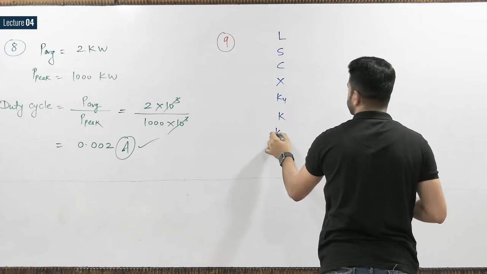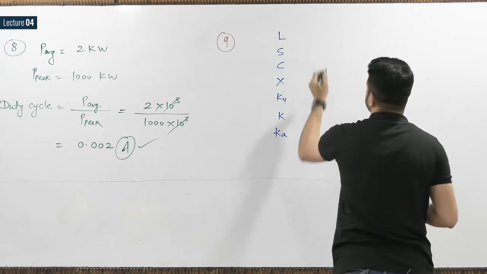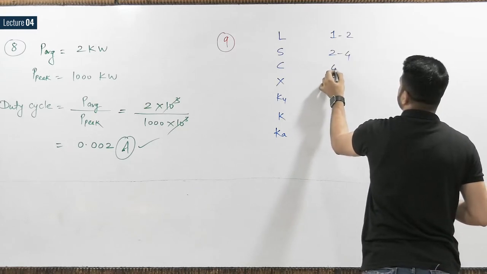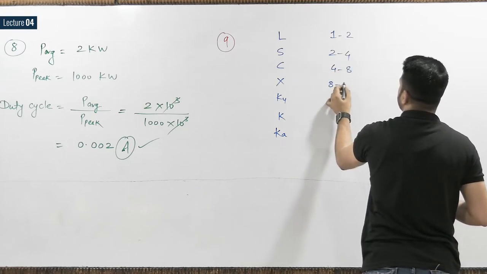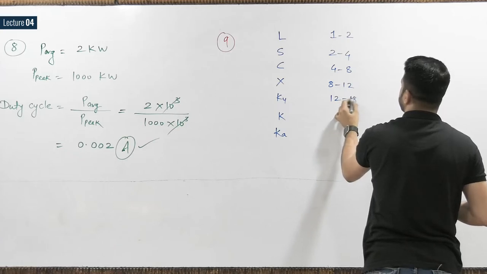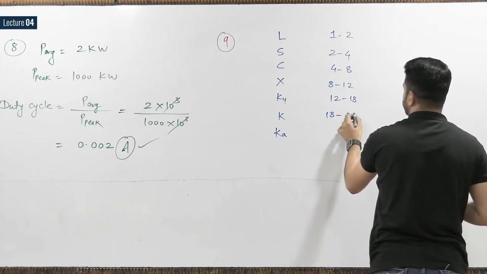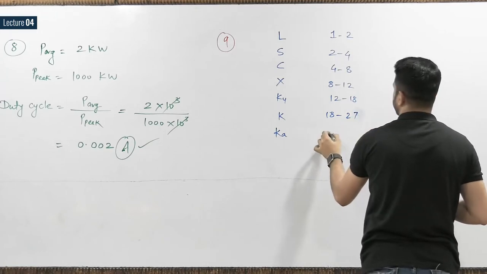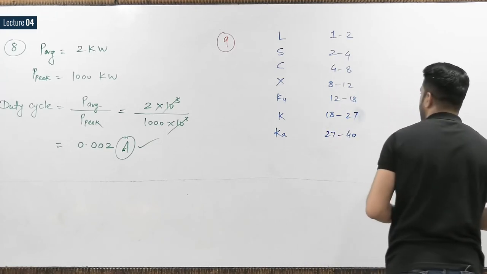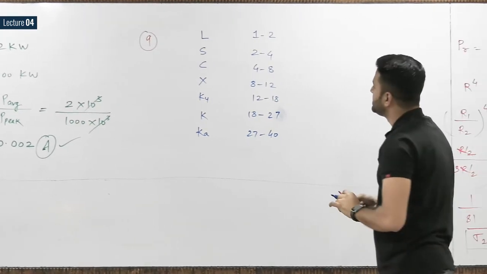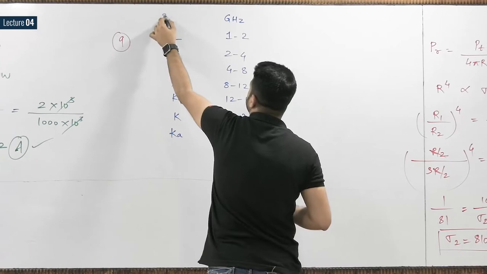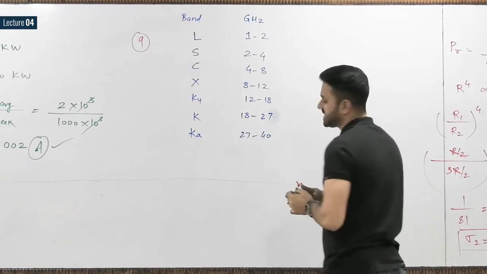L, S, C, X, Ku, K, Ka. These are the band designations and their ranges are 1 to 2, 2 to 4, 4 to 8, 8 to 12, 12 to 18, 18 to 27 and 27 to 40. This is the range, and all are in gigahertz, okay? This is the band name and all are in gigahertz. So we can select it.